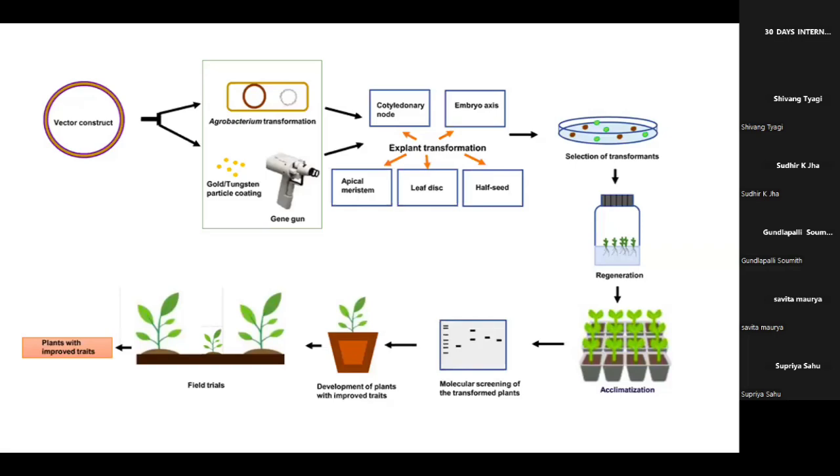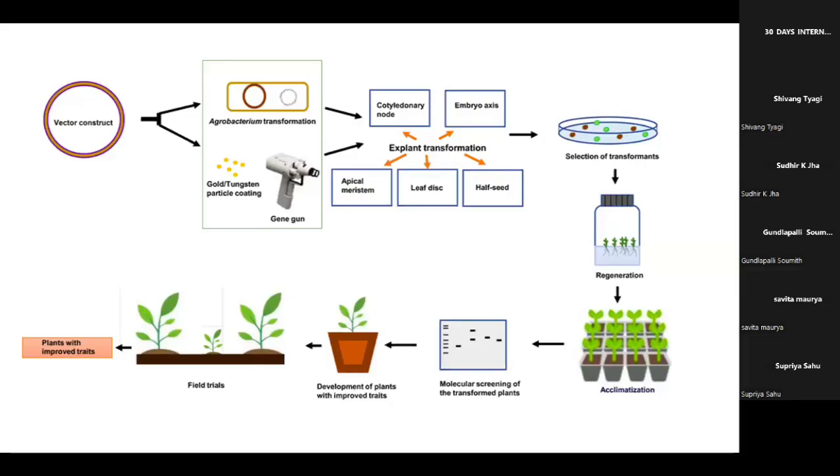After that, we do the molecular screening of the transformed plants. In general, we do PCR, polymerase chain reaction, amplification of the gene of interest. We take the primers for that gene, and we see whether those genes have been inserted into the plant or not. So that is the molecular screening.